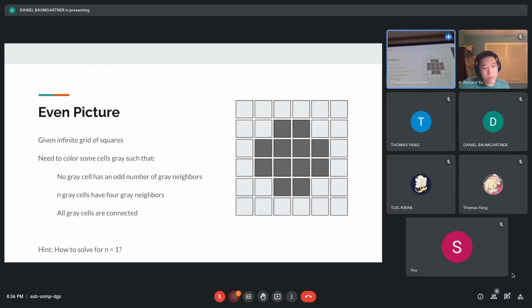Can you draw your n equals 3? So just draw on the board. If anyone else has a thing, draw on the board. Sure. Okay, yeah, draw on the board. So, oh, that's 4.